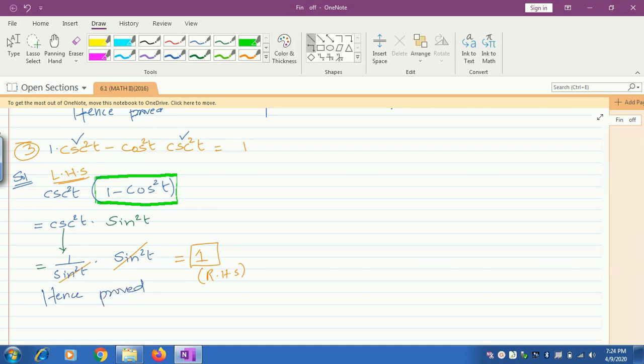So using the same technique, whenever you have a common factor, just take the common factor outside. After that the trigonometric function becomes very simple, and you use the simple basic formulas.